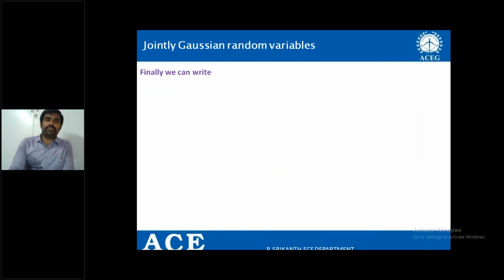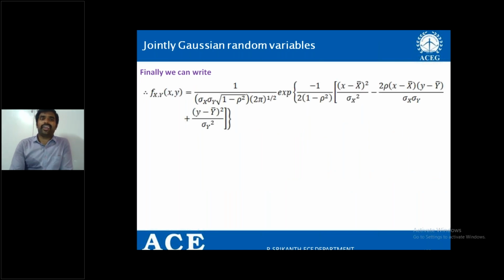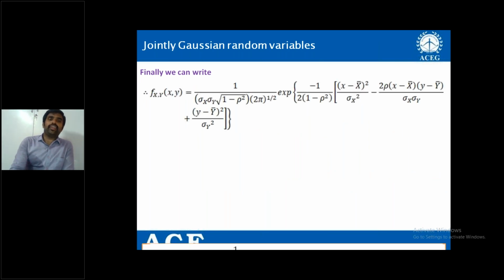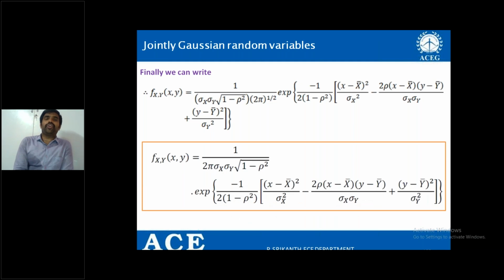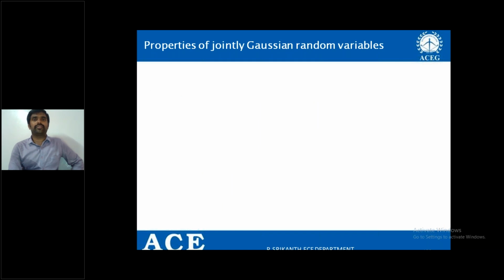So all the equations, the whole expression can be rewritten like this, right? So finally we're able to derive the jointly Gaussian density function of two random variables x and y. This is the way to derive the two random variable jointly Gaussian density function from the n random variable jointly Gaussian density function, right? Now let us see the properties of the jointly Gaussian random variables.